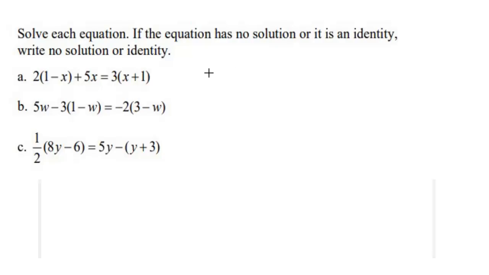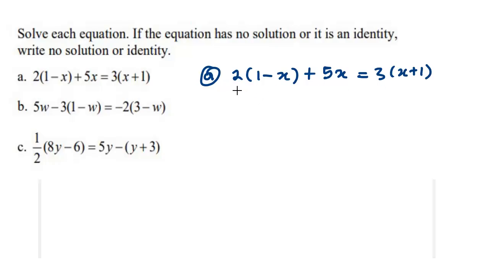So let's start from a. So let me put a here. We have 2 into bracket 1 minus x, plus 5x will be equal to what? 3 into bracket x plus 1. So let me open this bracket. 2 times 1, that is 2. 2 times minus x, that's minus 2x. Then plus 5x will be equal to 3 times x, that's 3x. Then 3 times 1, that is what? 3. So the next thing we need to do is to collect what?